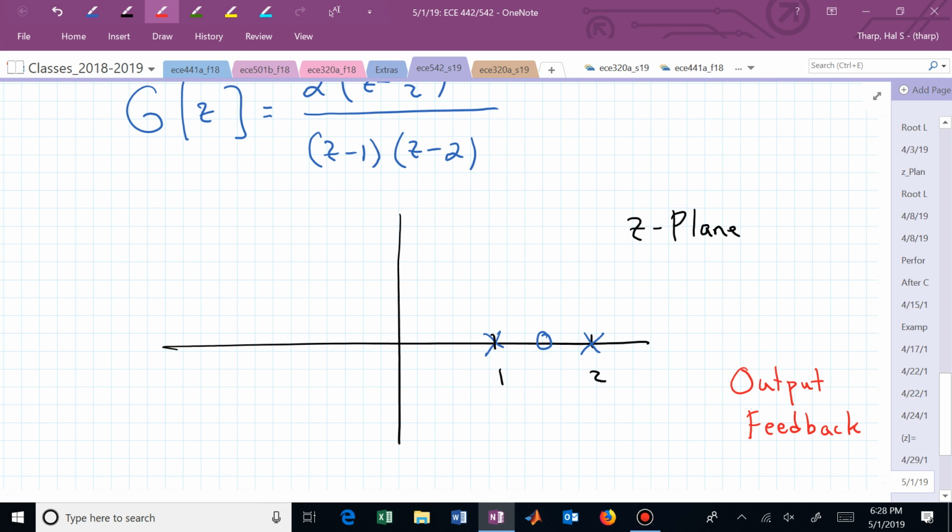And now what would be one way to answer that question? If I said, what's possible from this system when it's controlled with output feedback? What's one possible way that you could be thinking of answering that?